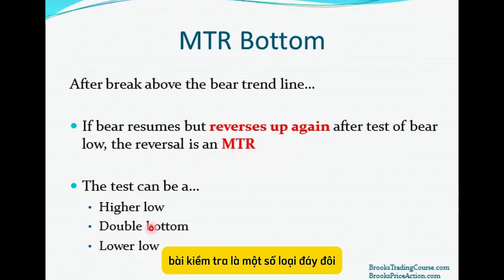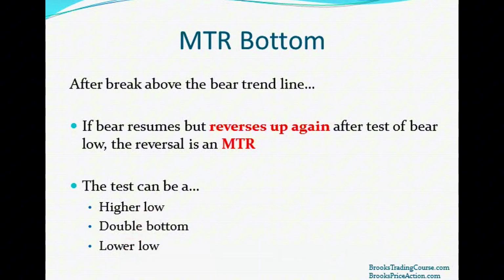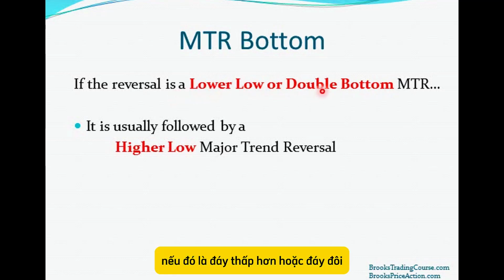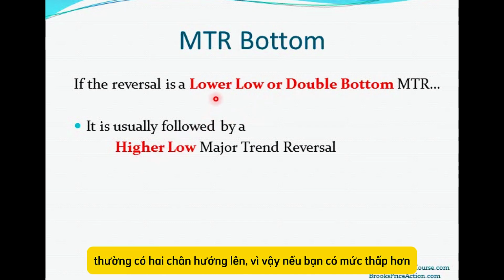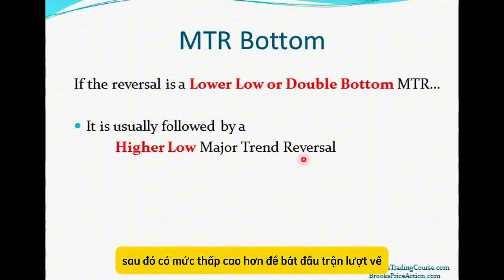The test is some kind of a double bottom. It can be perfect, it can be a higher low, it could be a lower low. If it's a lower low or a double bottom, it's usually followed by a higher low. That's because a major trend reversal usually has two legs up. So if you have a lower low, you want to have two legs up, you'll then have to have a higher low to start the second leg up.